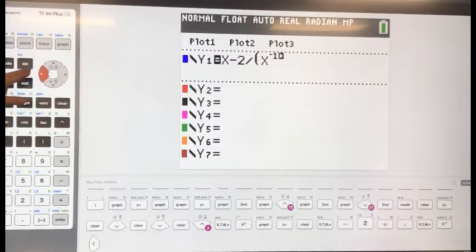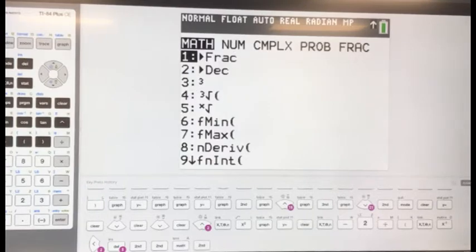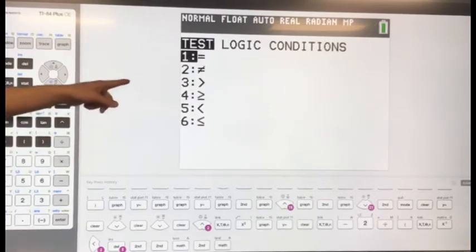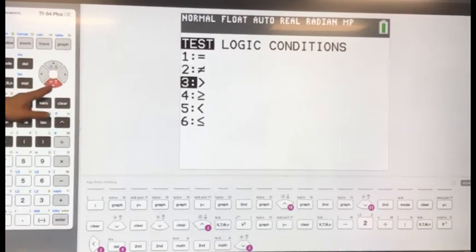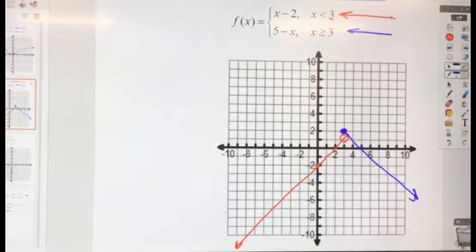Oops. Delete that. So second math gives me here. There's your inequalities. I'm looking for less than 3, close parentheses. So note the difference between what it looks like in the calculator and the actual notation of piecewise functions.